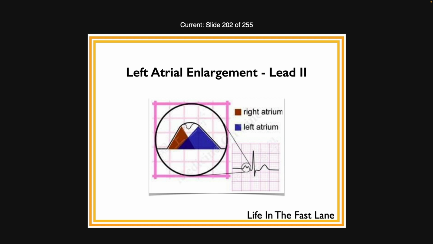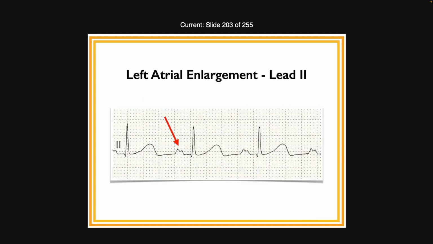And I know we've seen these. I know you've seen these. So for example, this is left atrial enlargement. So if you've wondered up to this point, why is that P wave so funny looking? That's why that P wave is so funny looking.